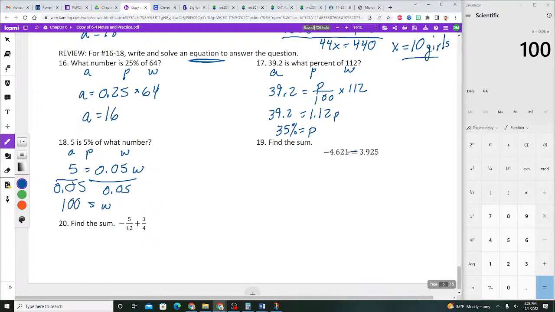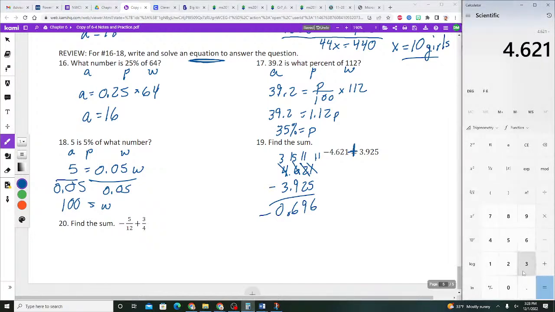Adding, that should be find the sum. That should be a plus sign between them. I'm sorry about that. So we're actually going to subtract these two because they have different signs. Yes, I know we could use a calculator, but I don't want to. So 6, that's a 1. This is a 5, that's an 11, that's a 9. This is a 3, that's a 1. And it's going to be negative. Now I'm going to use the calculator just because 4.621 minus 3.925. Just double check, and I'm good.